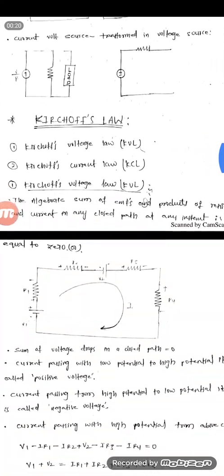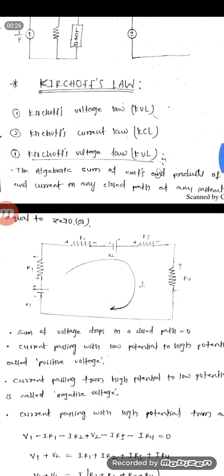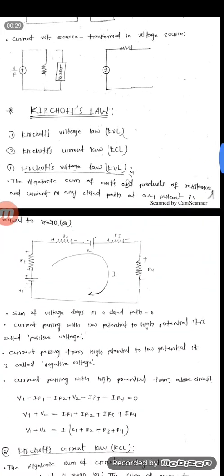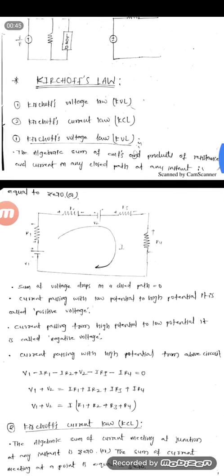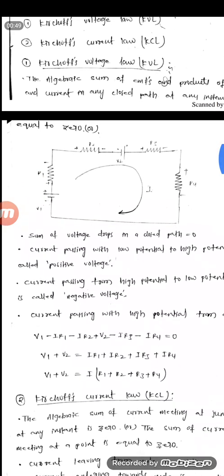So first of all, here we have Kirchhoff voltage law, that is KVL. According to KVL, the algebraic sum of EMFs and products of resistance and current in any closed path at any instant is equal to 0. So this is the statement of KVL.